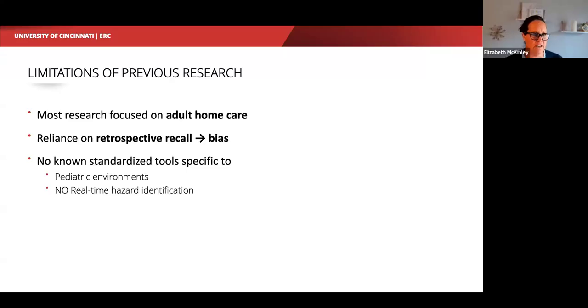So limitations on previous studies, and specifically the previous studies that I mentioned in the article, is that it was primarily focused on adult home care. So adults who are living in their home and receiving care. Primarily, the participants of the previous studies were the workers who cared for an adult in an adult home. We relied on retrospective recall, and there's a lot of bias with that. There were no known standardized tools specific to pediatric environments, and we also had no real-time hazard identification that I could find in the literature.